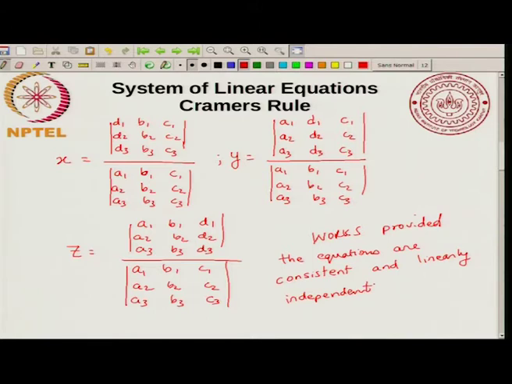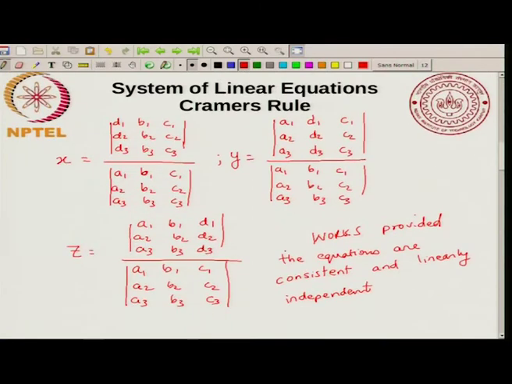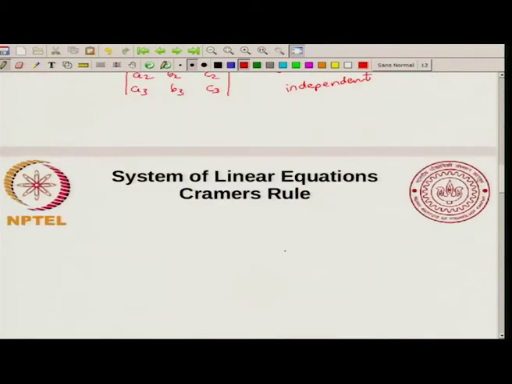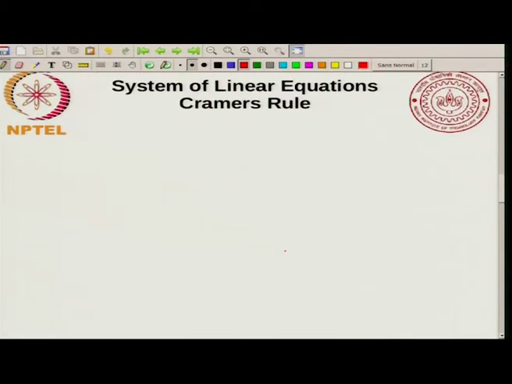Okay. So, what that means is that the number of equations should be equal to the number of unknowns, and the equations should be internally consistent. Okay. So, that is the condition for this. Now, I'll just come back to this idea of what it means for the equations to be linearly independent and what it means for them to be consistent.